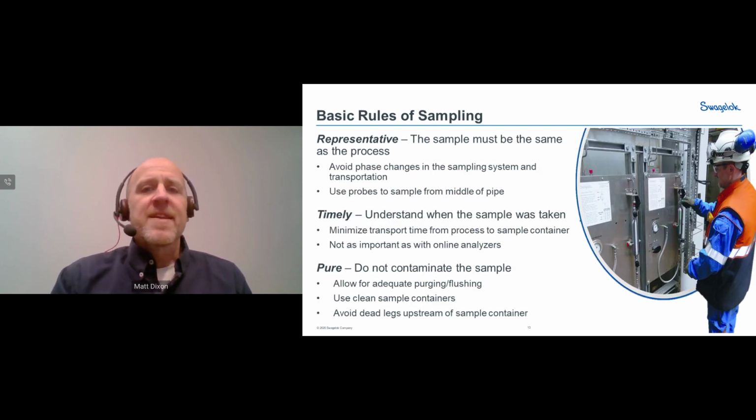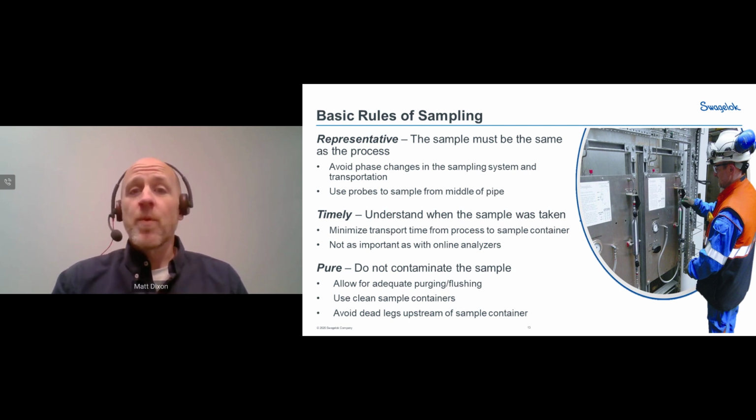All right, so when we're taking a sample, there are a number of basic rules that we want to make sure that we adhere to. We want to make sure that the sample is representative. So that means that whatever sample we extract and capture in our sample container matches whatever it is that's flowing through our pipe or that's in our tank.